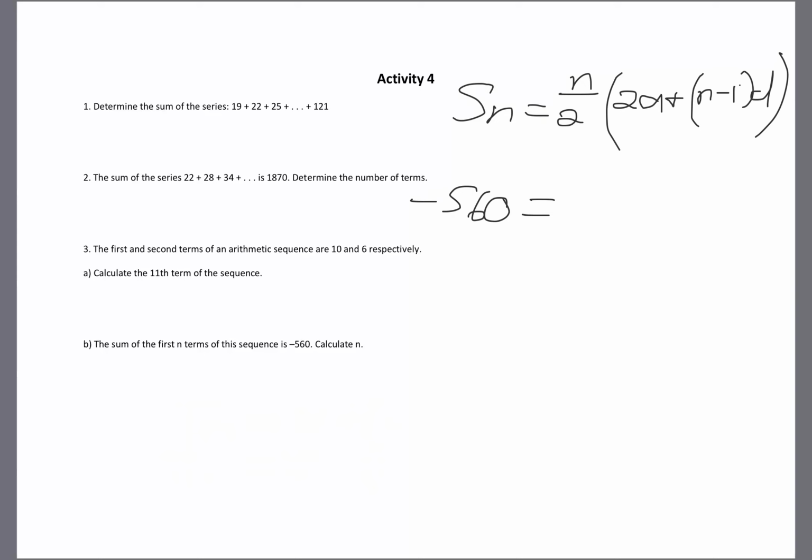So I'm going to say n over 2 is equal to 2, and I know that a is 10, yes. Plus n, that's what I'm looking for, minus 1. And what's my d? Negative 4. And then I just solve for n. Please solve for n for me quickly and let me know what you get.